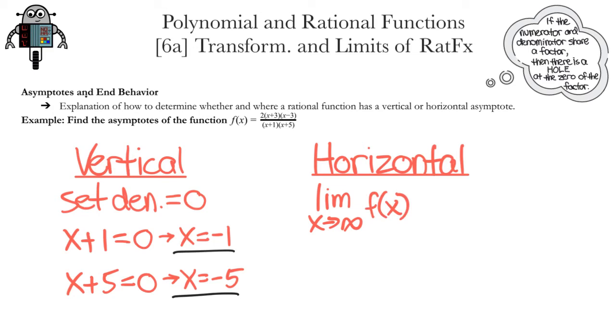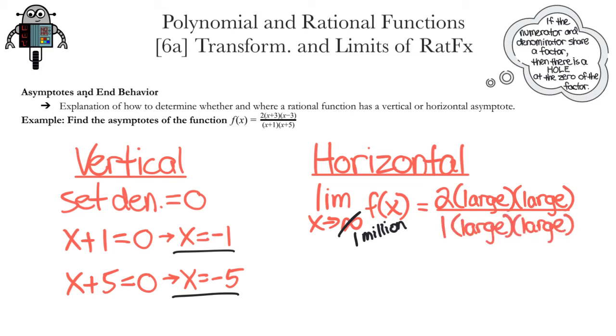So let's take the limit as x approaches infinity of f of x. What is that? Well, if we consider plugging in very large values for x, something like 1,000,000, then it'll help us understand what's actually happening. In the numerator, we get something like 2 times a large number times another large number, divided by 1 times a large number times another large number. The result is basically 2.